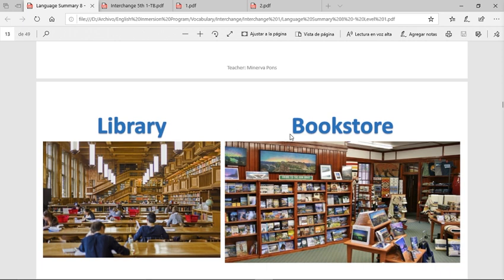What's the difference? Why doesn't everybody just go to the libraries then? Well, because the new books are not usually in the library. They are usually in the bookstores while they are selling. Then after a time, they usually go to a library.